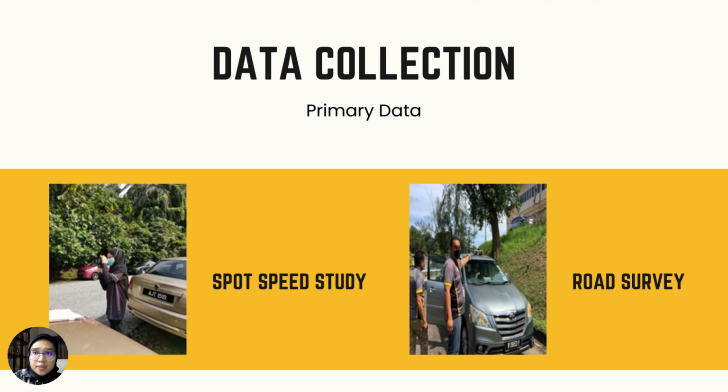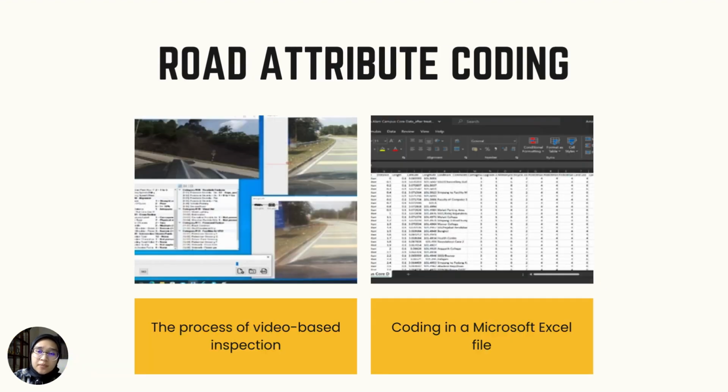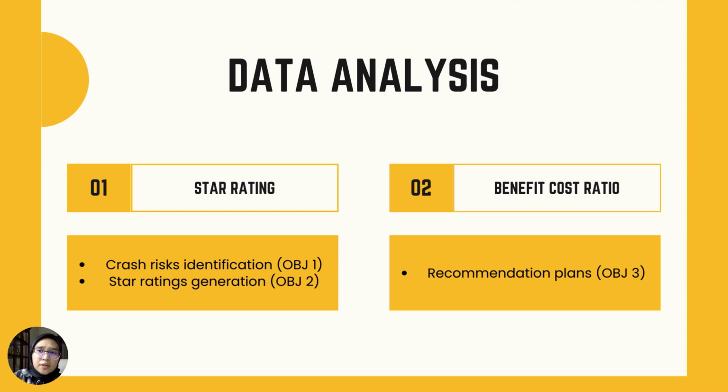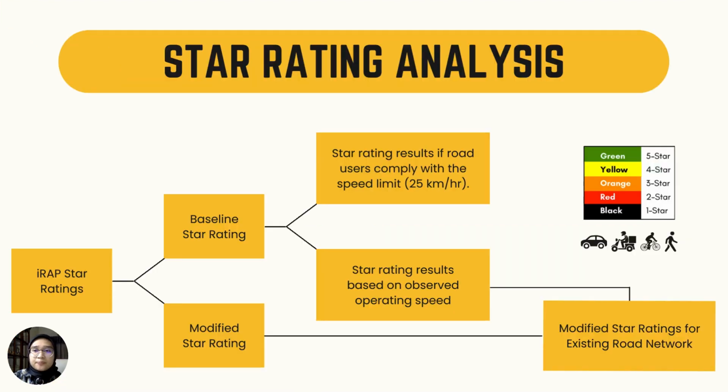For iRAP at campus, a spot speed study and road survey are necessary, where the data is later used in the road attribute coding phase. As can be seen, this is an illustration of the road attribute coding. This is the process of video-based inspection, and the second figure shows the coding is done in Microsoft Excel. From star rating analysis, objective number 1 and objective number 2 can be achieved. Meanwhile, recommendation plans are concluded after computing the benefit cost ratio.